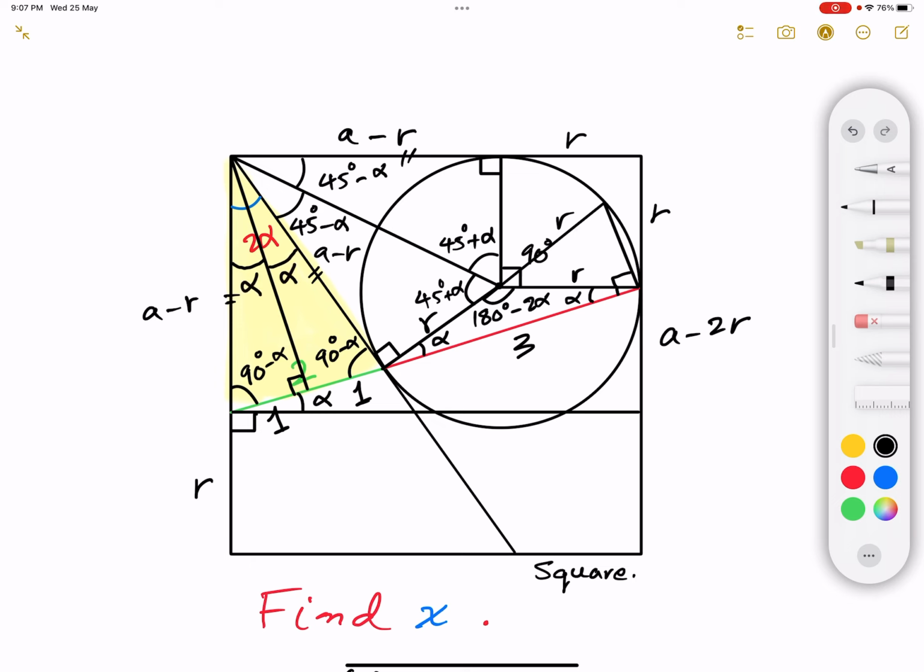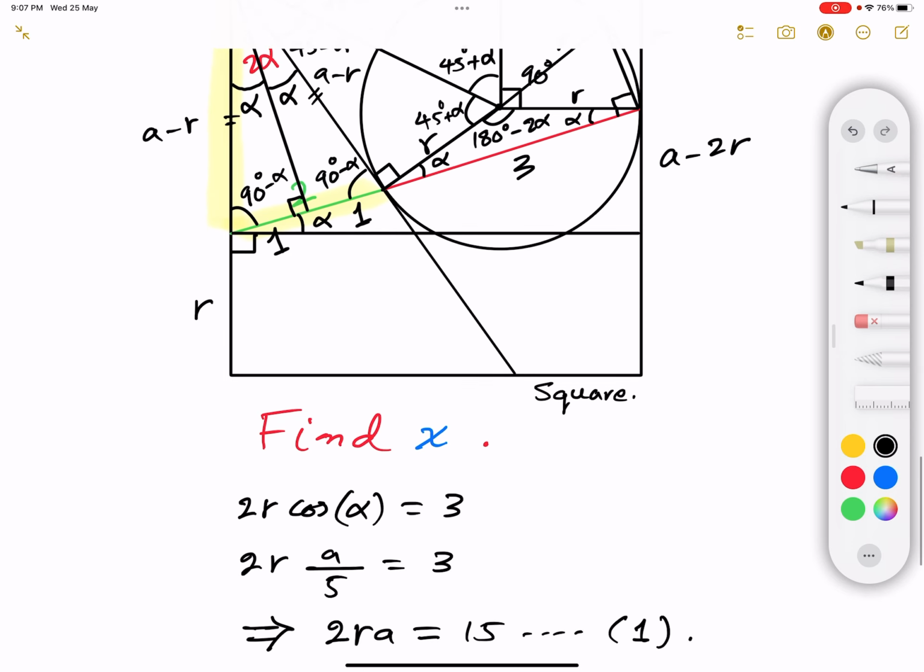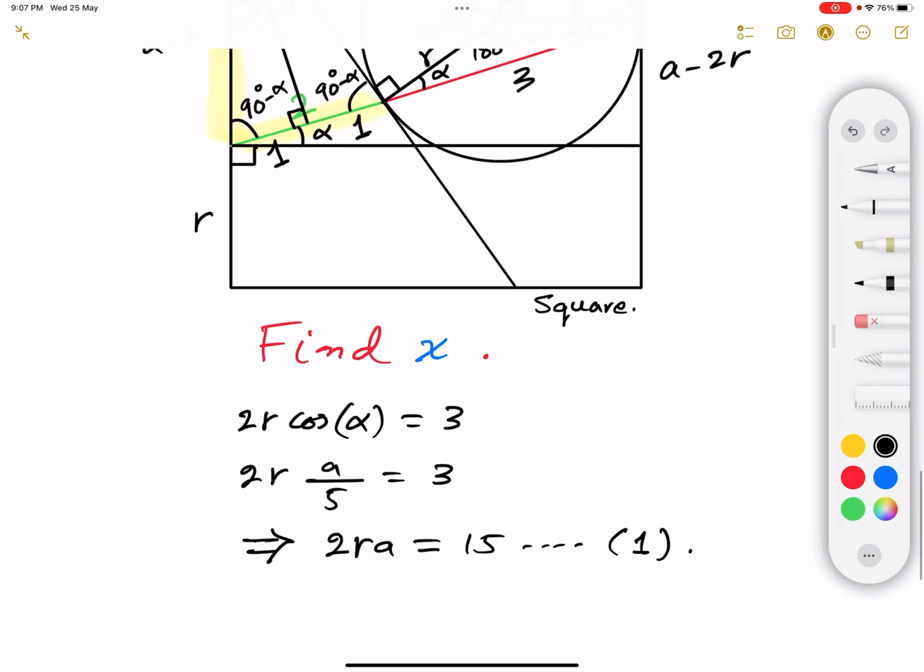So what I'm going to do now, first of all, I will erase the highlights. I will project this line segment, which is basically a minus r, over the green line segment. So that's going to be through the sine of the angle alpha. So a minus r, so that makes 1, which is basically a minus r multiplied by sine alpha.